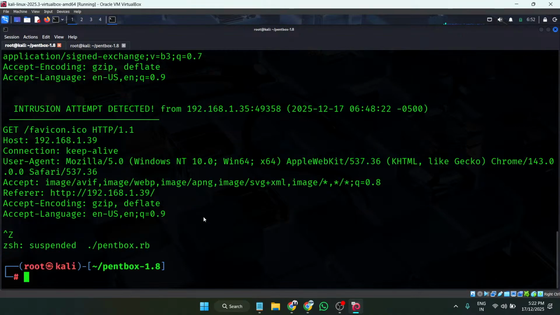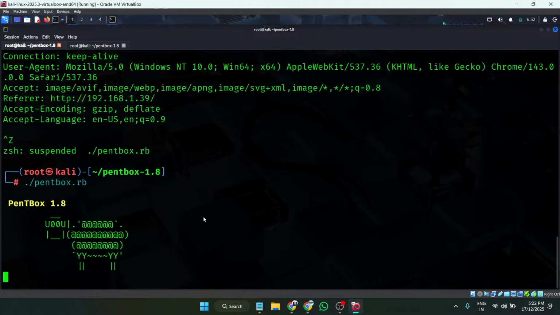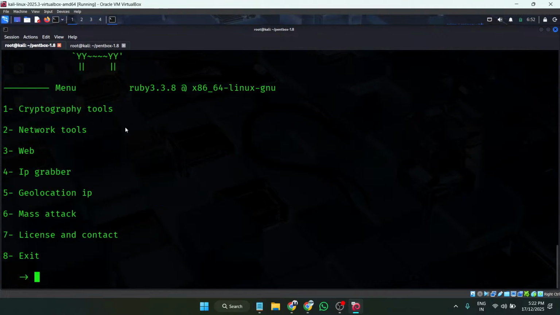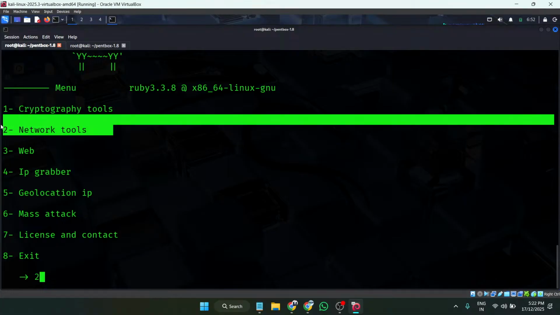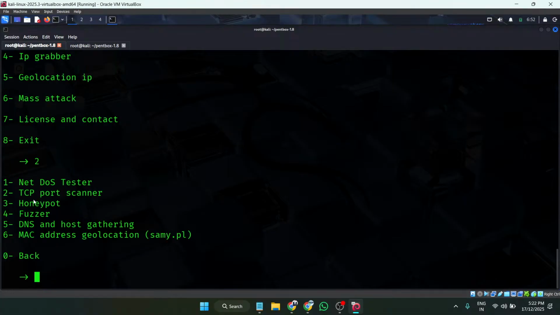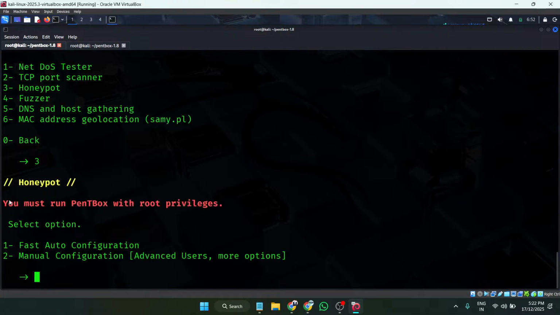Okay, so now I'm going to quit it and let's run it again. This time we will be doing the manual configuration. So again, here I'm going to choose the second option. Now, honeypot, manual configuration.